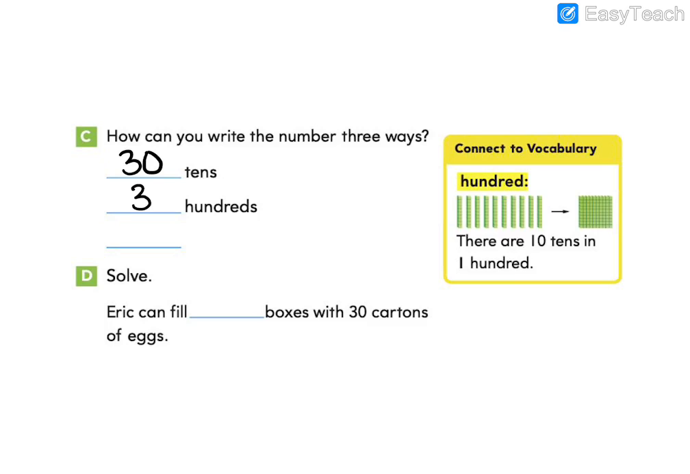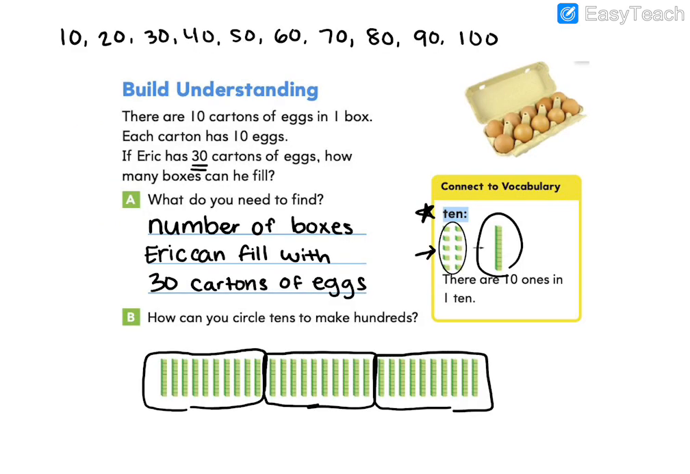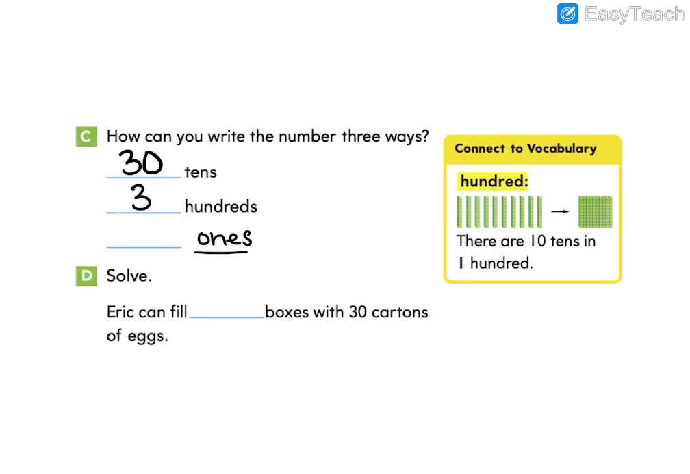Now it doesn't give us a place value here. We can think about this as ones. If I went back and counted every single tiny cube, right? I know that there are 10 ones in each 10. How many ones are there in 300? There are 300.